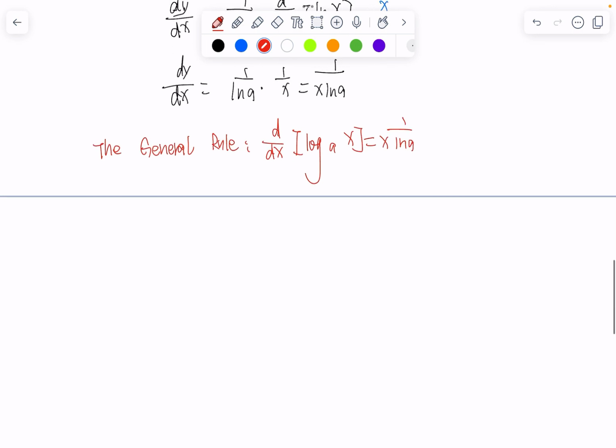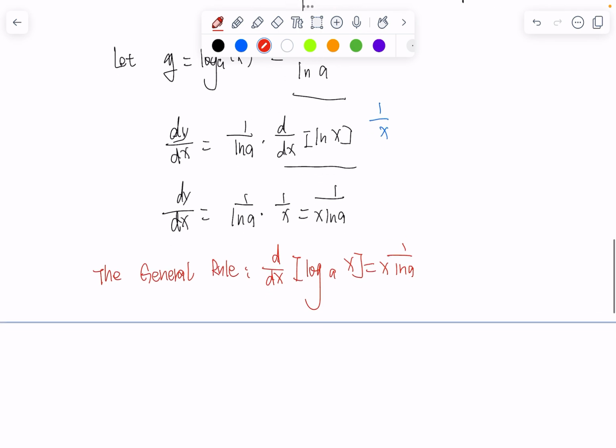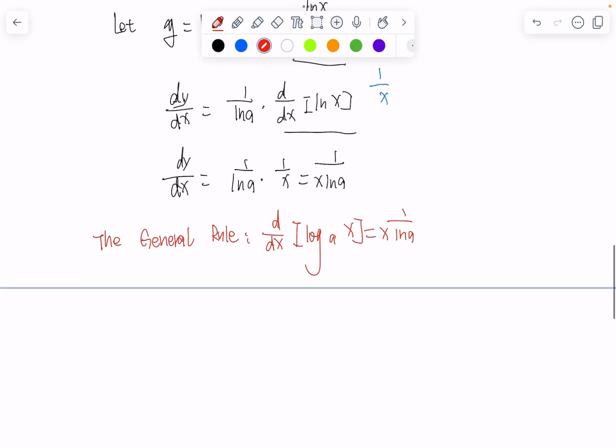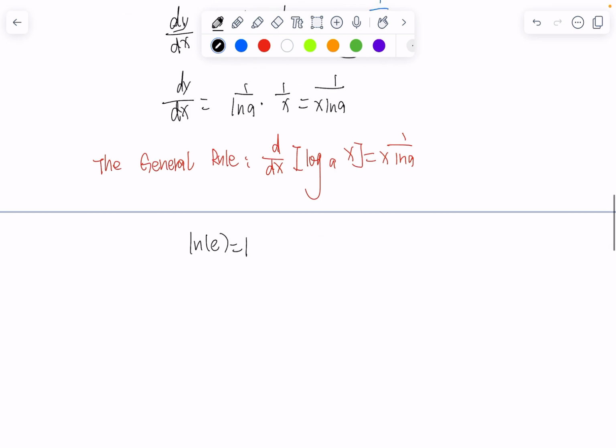So let's do a quick sense check. If the base a is the number e, what happens to ln e? It equals 1. And the rule becomes 1 over x, which is exactly our rule for ln x. Let's check it out. And this is the general rule to your notes.